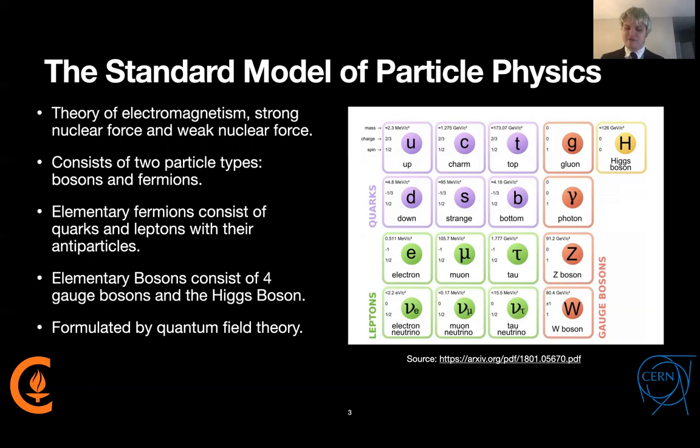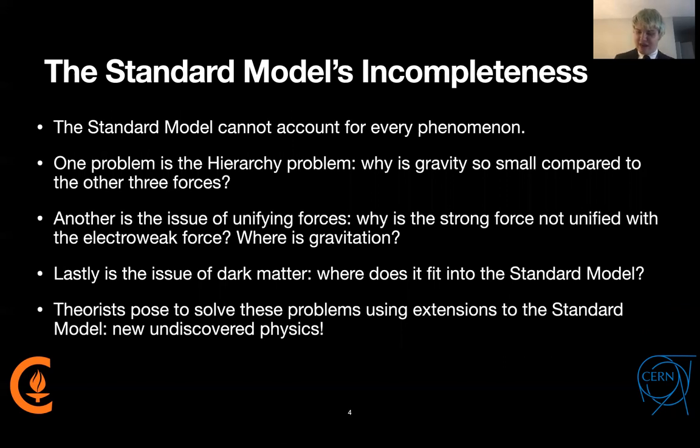Altogether, this model is formulated using quantum field theory, which combines classical field theory, quantum mechanics, and special relativity into one powerful theory. However, the standard model as it stands is incomplete. It cannot explain every phenomenon under the four fundamental forces. For one, there is the hierarchy problem, in which the Higgs mass is many orders of magnitude under its expected value. This causes the force of gravity to be much, much weaker than expected, with every other force many orders of magnitude over the force of gravity.